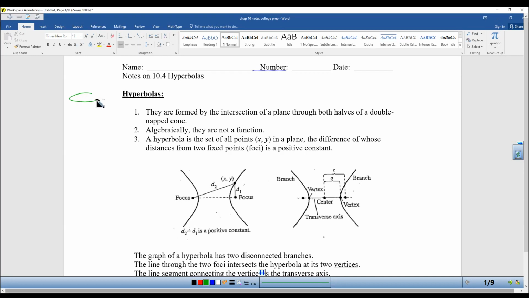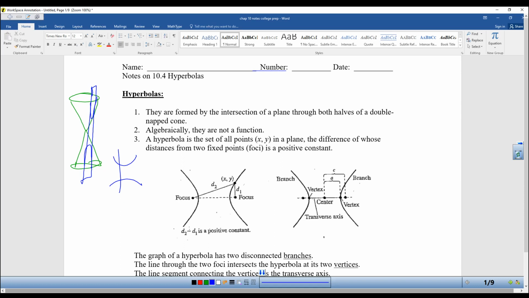So hyperbolas are formed if you intersect a plane with a double napped cone. The plane would do something like this, and when it went through, it would make this arch down here and this arch up here. Algebraically, we've never studied them because they're not functions. They don't pass the vertical line test.